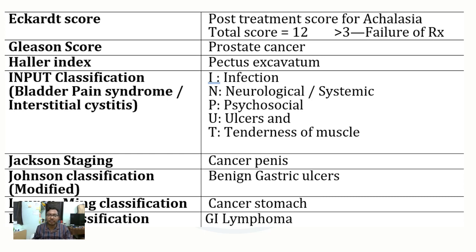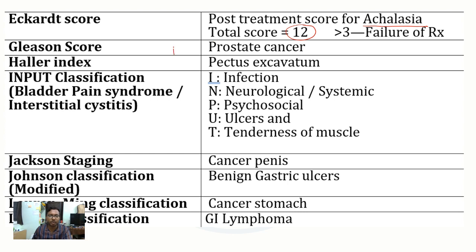Okay, so the first one is Eckhart score. It is very important in case of post-treatment score for achalasia cardia. Usually, once you treat the achalasia cardia, again you calculate a score called Eckhart score. Based on that score, there will be total score of 12. If there is a score of more than 3, it means that whatever treatment that you have given, it is failure. Okay.